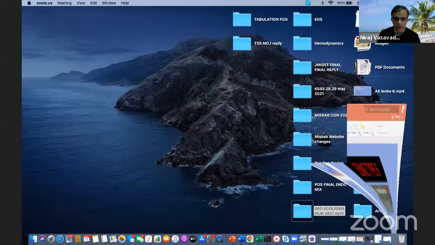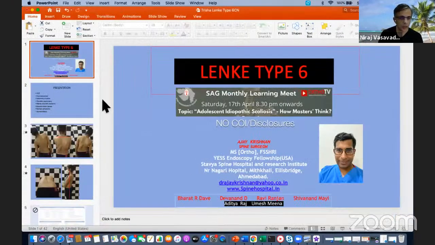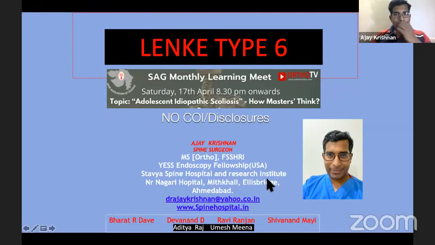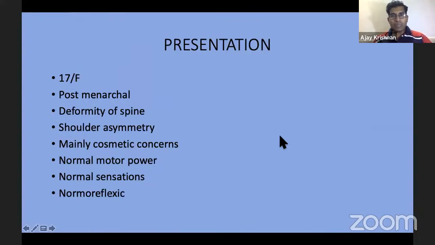So Ajay is going to take us through Lenke type 6, and that will be the last curve for demystifying Lenke's classification. Over to you, Ajay. Yeah, nothing much left there to be discussed, but still. Now, type 6, almost everything is covered, and this is just a type which is different than others.